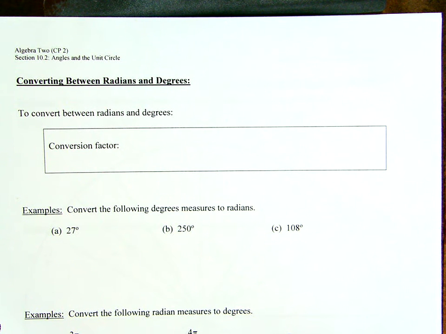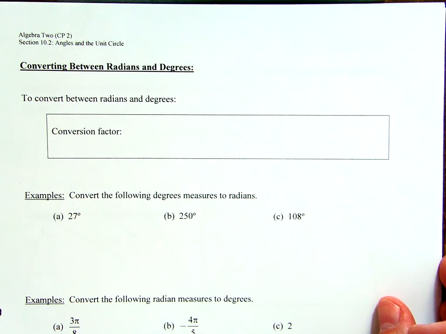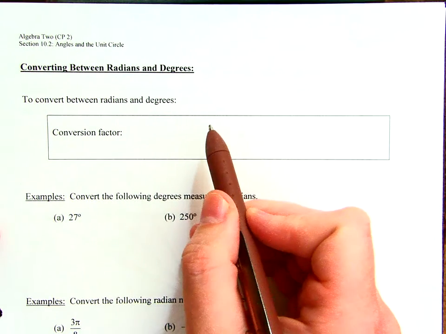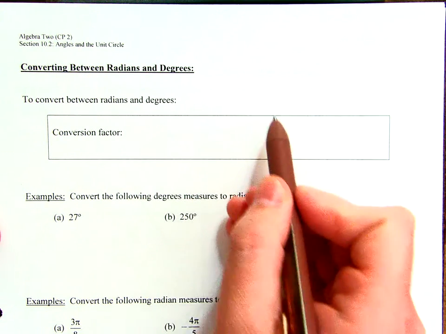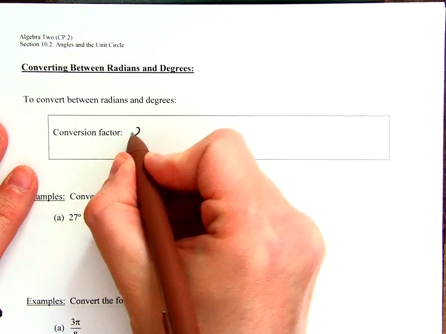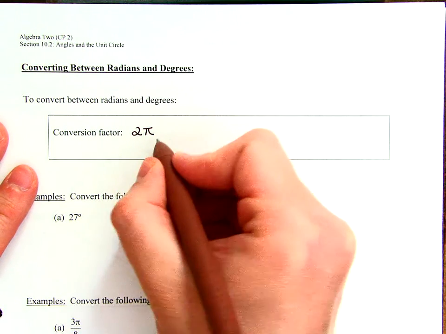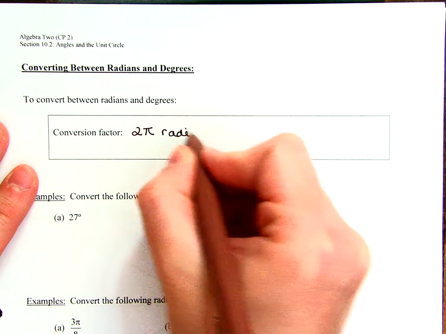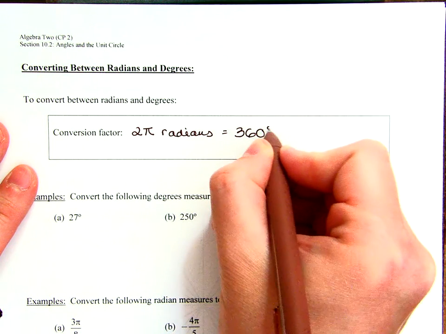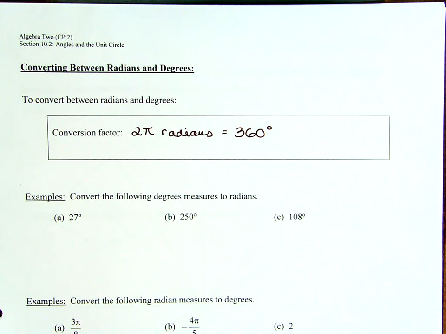And this is going to look very similar to the converting that you guys have done in chemistry. There's one conversion factor that we need to make use of. If we go all the way around the circle in degrees, that's 360 degrees. And if we go all the way around in radians, that's 2 pi radians. Our conversion factor we're going to need to use for everything is 2 pi radians equals 360 degrees.